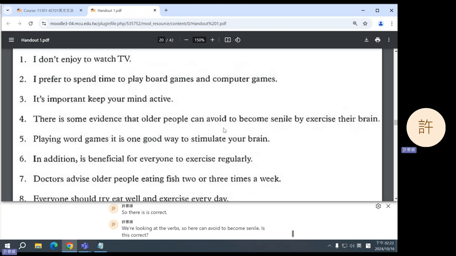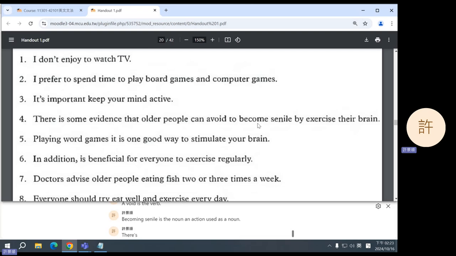Is there some kind of expectation or something you have to do about becoming senile? Senile is an older word for absent-minded. Or is this a more neutral description of an action or process? There's no expectation, right? We don't want older people to become senile. So this should be becoming, and avoid becoming senile. Avoid is the verb. Becoming senile is the noun, an action used as a noun.